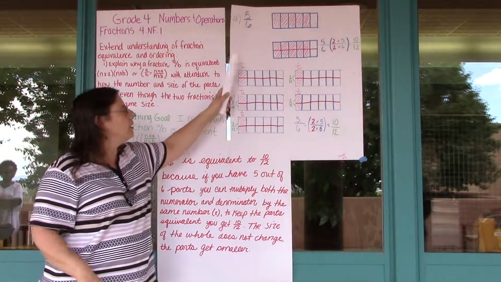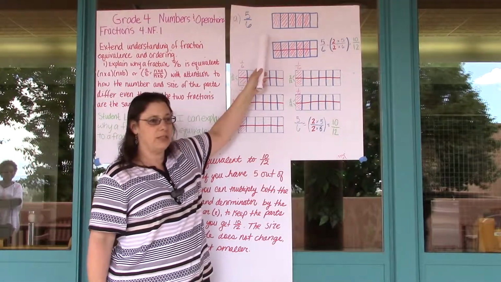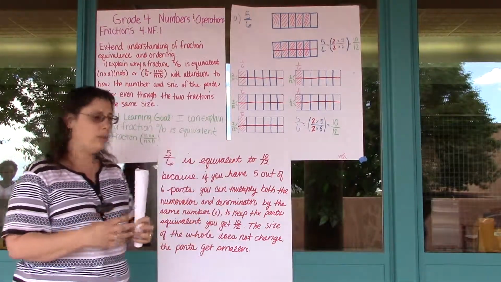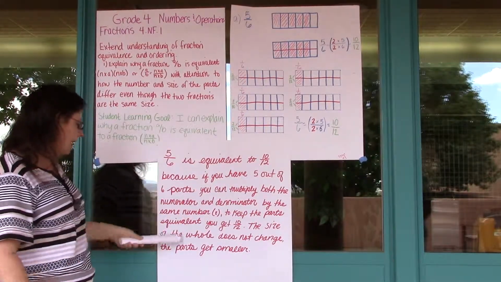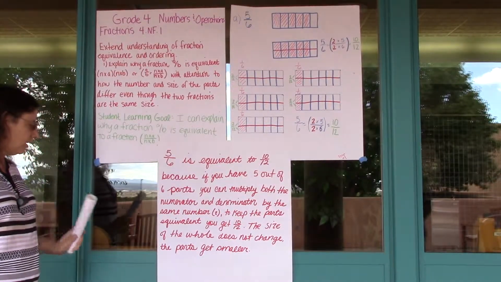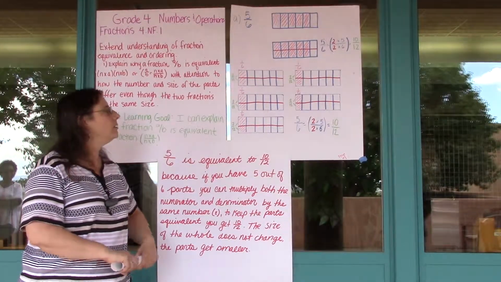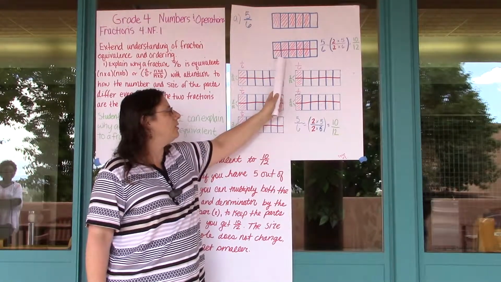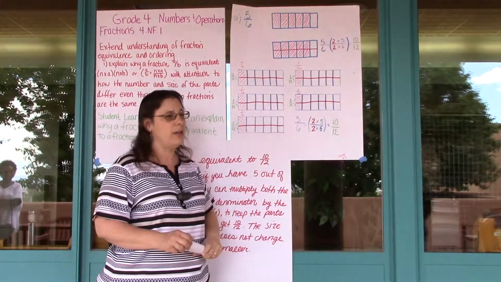So this part never changes. This part never changes. You're just breaking them up into smaller parts. The size of the whole does not change. It's that the parts get smaller. Meaning here's our 5/6. When we're multiplying it by 2, we're breaking it up into 12 equal parts.